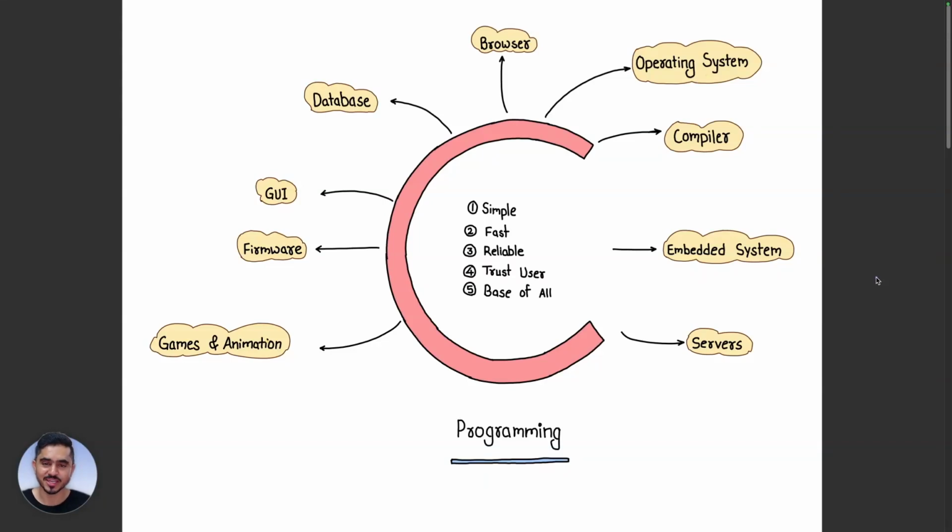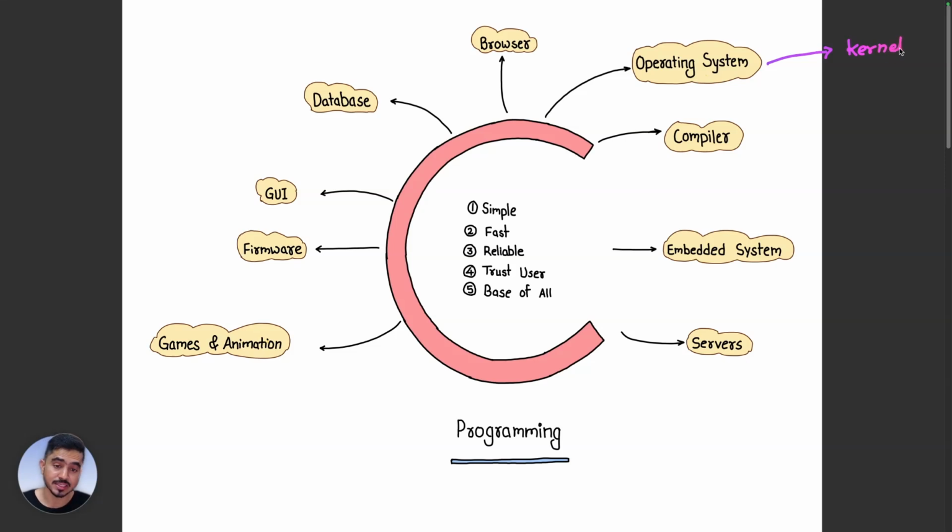Okay, let's begin with an introduction to C. It is a programming language that is widely used among operating system developers, firmware developers, and compiler developers. The OS developers use it to develop the entire kernel.